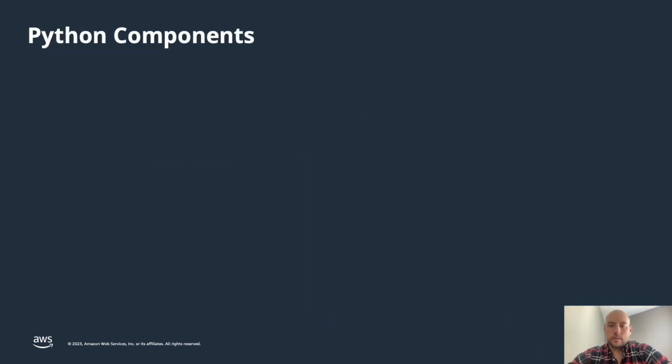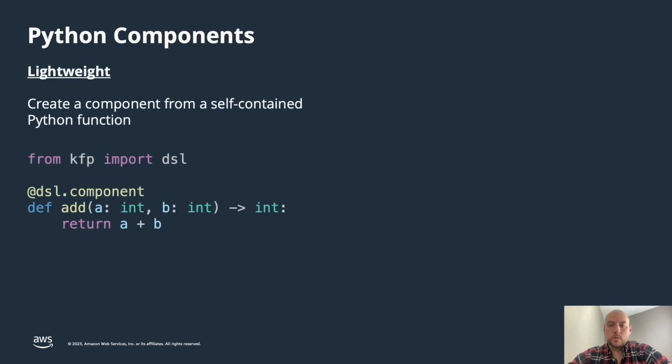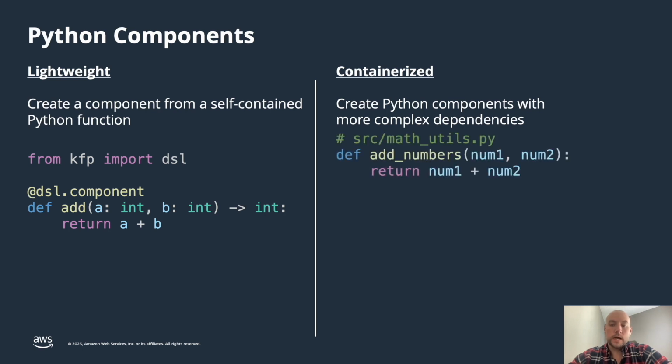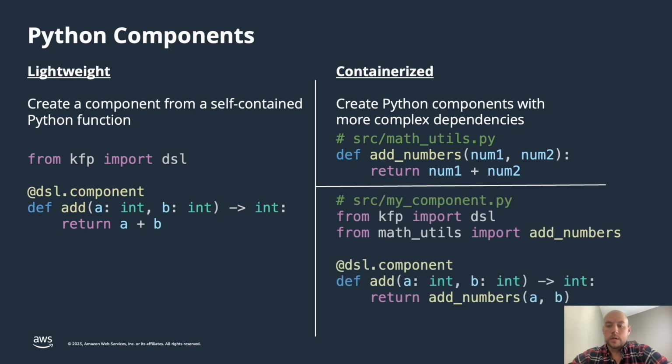There are several different types of components supported in Kubeflow. You have your Python components, which are further subdivided into lightweight components that are basically self-contained Python functions. Again, this Python code is extracted and executed inside a base Python container at pipeline runtime. You also have containerized Python components, which allow you to handle more complex dependencies. So in this example, we're breaking out the addition functionality into a separate add numbers function, and then we're importing it and referencing it inside our component. So you can actually reuse that function definition over multiple components.